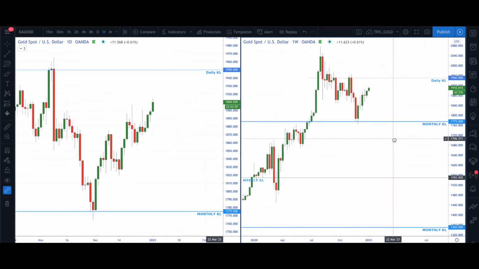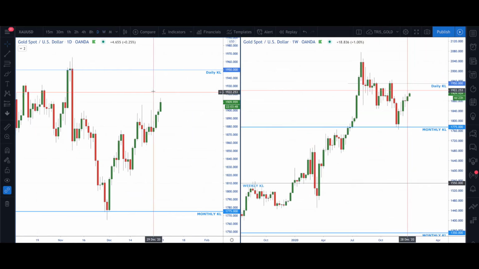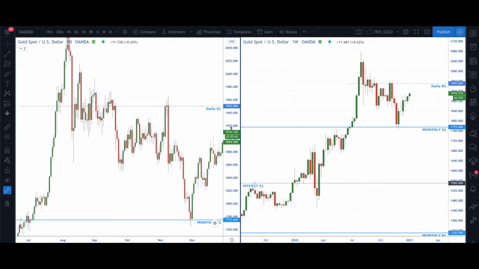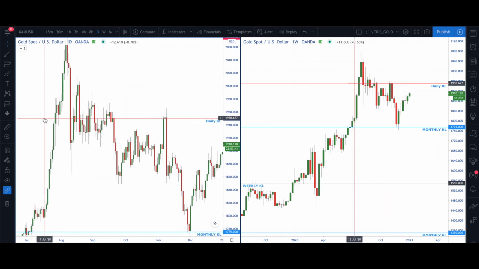So the reason I've marked out 1950 on the daily, if you look on the left hand side, we can see price has struggled at the 1950 area. You can see here back in August last year, we were just consolidating, didn't really know which way we were going. However, the market was progressively making lower highs around 1950, and then absolutely dumped, snapped right down.